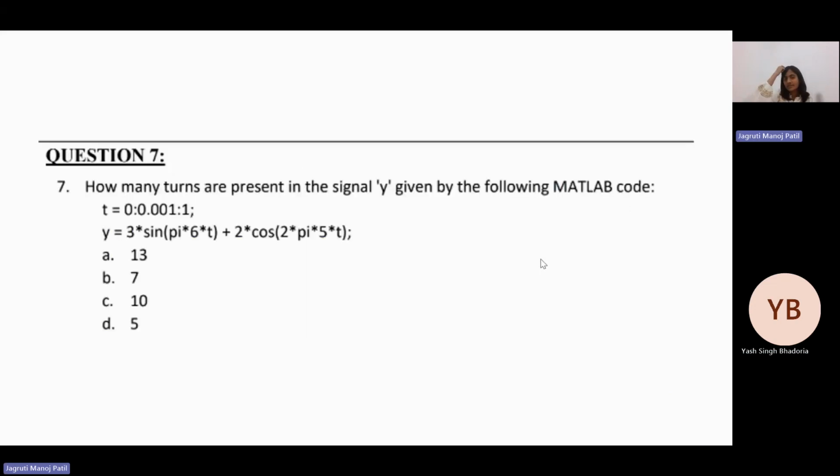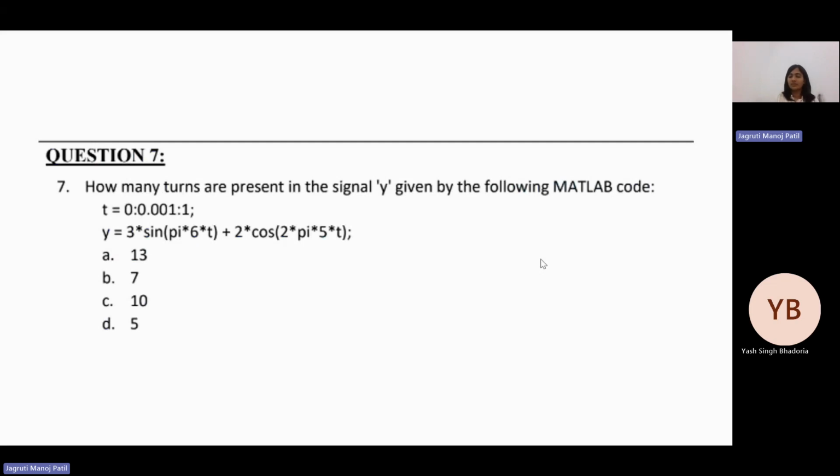Next is how many turns are present in the signal, by following the MATLAB code. You have a MATLAB code, you can implement it. But you know what a sine wave is. You see that with respect to the frequency of the sine wave, how many times the sine wave will have turns. Similarly, how many times the cos wave will have a turn.